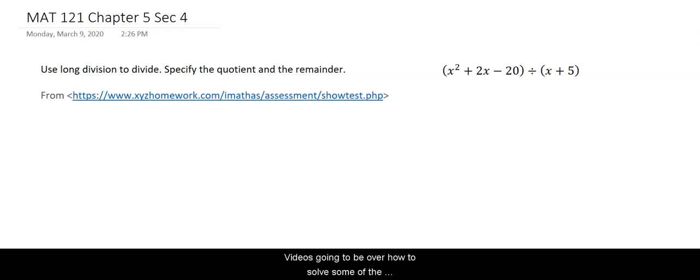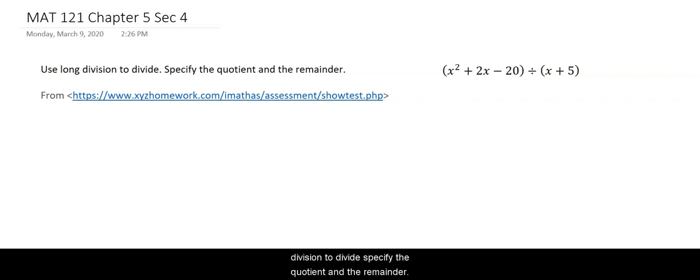This video is going to be over how to solve some of the problems out of Chapter 5, Section 4. This is sort of a building section in that most of the techniques that are learned in this section aren't used in and of themselves. Rather, they're used to help us do something else. So I would call this a technique building section. Let's start with the first problem.